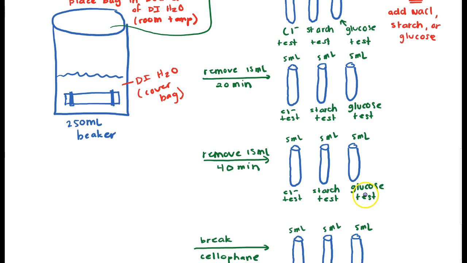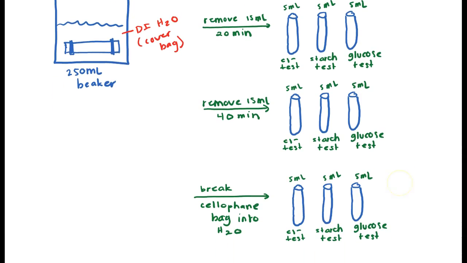Right? For the very last one, so after you've done your 40-minute test, you can go ahead and break the cellophane. Okay, so all the solution will go out. So this tells us that now we have all 3 substances in there. We should get positive tests for this one, but we're going to test it anyway. So once you break the bag, you'll take 15 milliliters again. You can just take it out of the beaker and put 5 milliliters in each test tube, perform the same test.